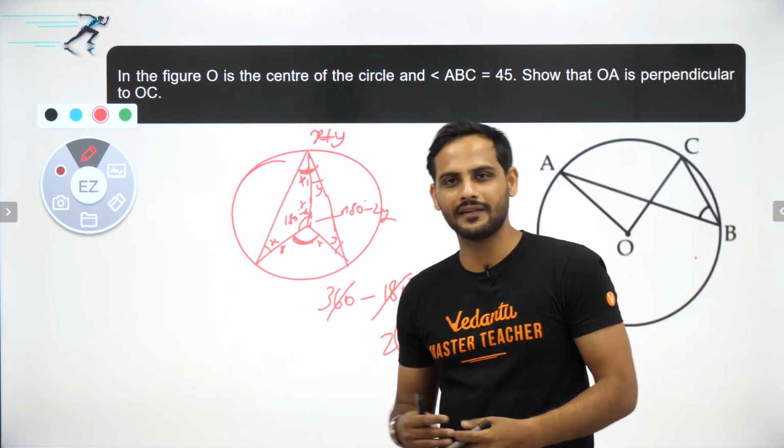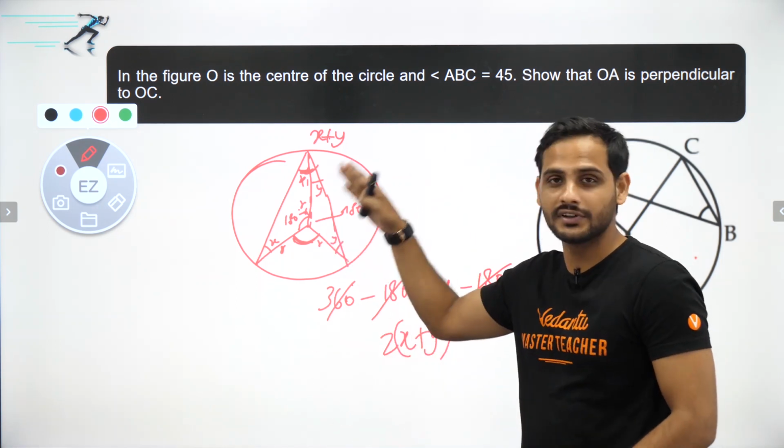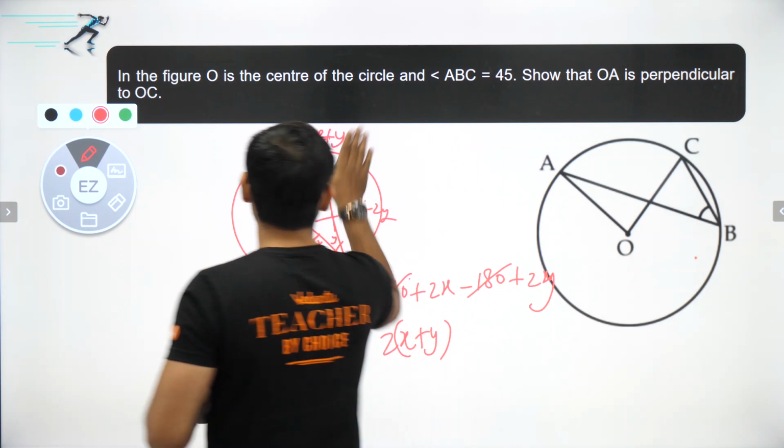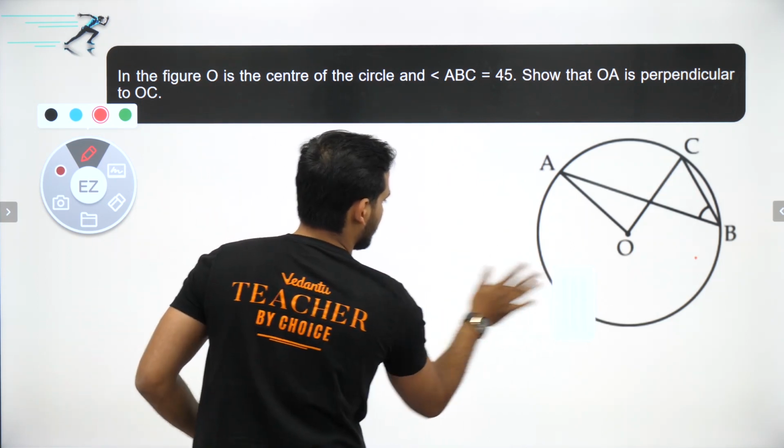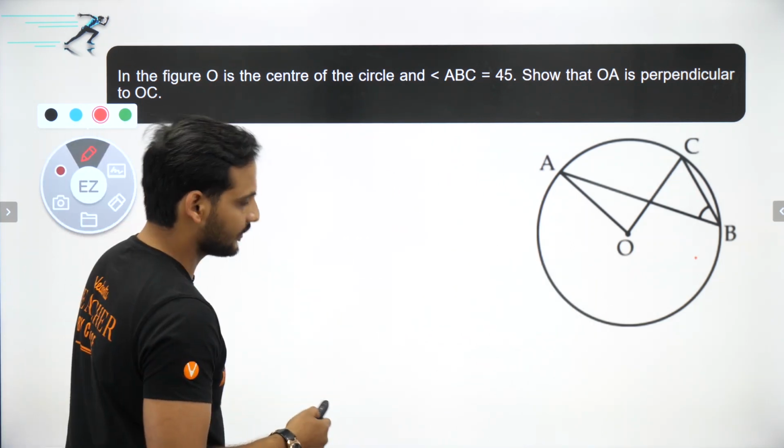So this is how easily, just angle sum property. This proof is the easiest one. Okay, so this is directly that application part. Chalo, let's move to the next question.